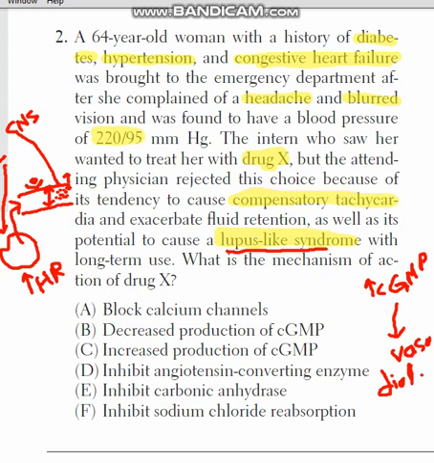So first, block calcium channel. No, the action of hydralazine is not blocking the calcium channel, so this is a wrong option. Second, decrease the production of cyclic AMP. As I said, it increases the cyclic GMP production, so it is also wrong. Increase the production of cyclic GMP. Yes, this is the answer, that it increases the cyclic GMP.